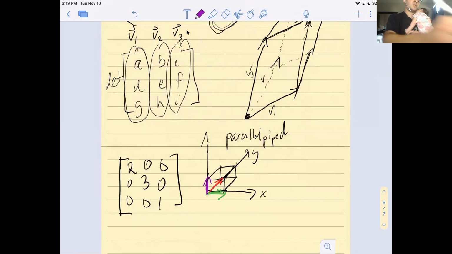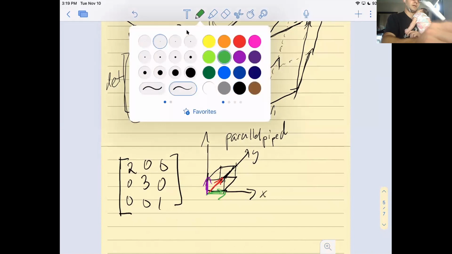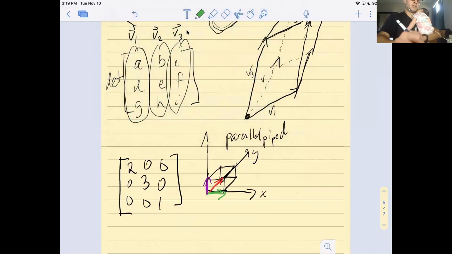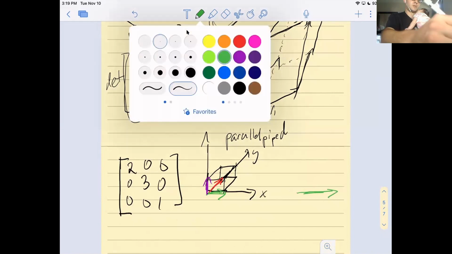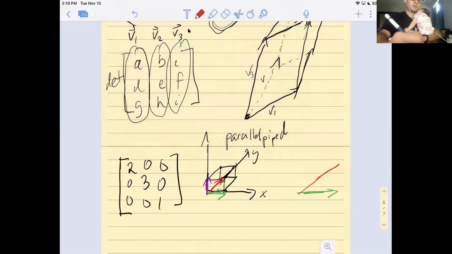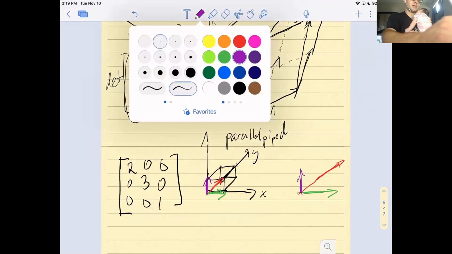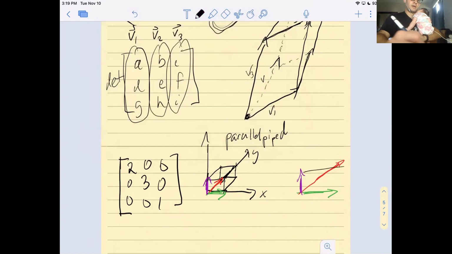It turns into a slightly different rectangular box. The green one gets stretched by 2, so it's a little bit longer now. The red one gets stretched by quite a bit, so the red one moves over there. And the purple one stays where it is. So you get this new 3D shape.